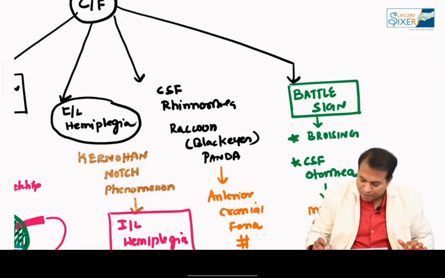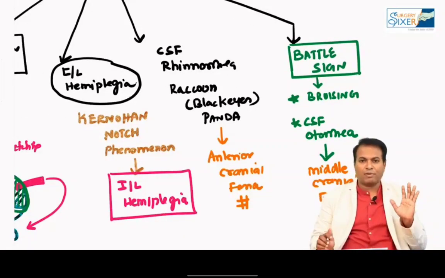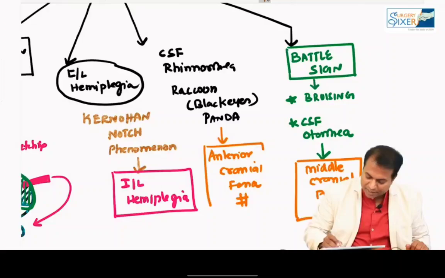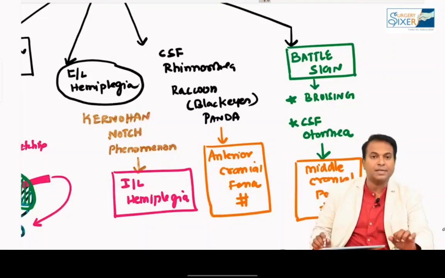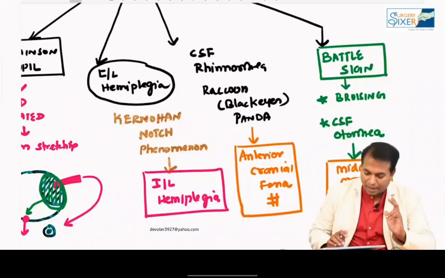Middle cranial fossa fracture. That is a controversy. Many books will say Battle sign is for posterior cranial fossa fracture, but the correct answer is middle cranial fossa fracture. Anterior cranial fossa fracture is recognized by raccoon eyes. Battle sign is for middle cranial fossa fractures. Please don't forget these points in base of skull fractures.